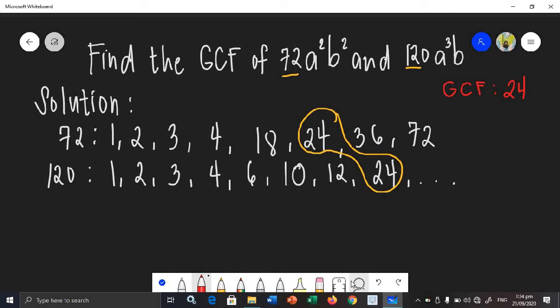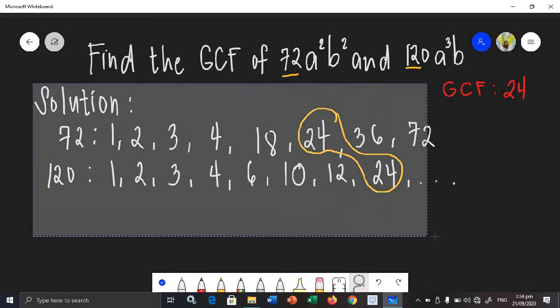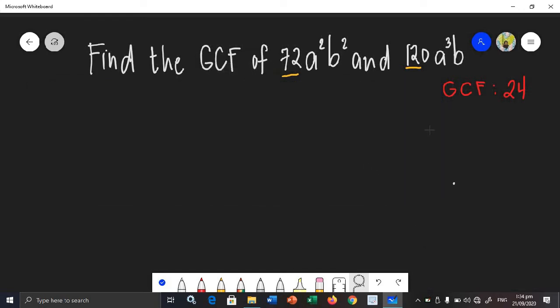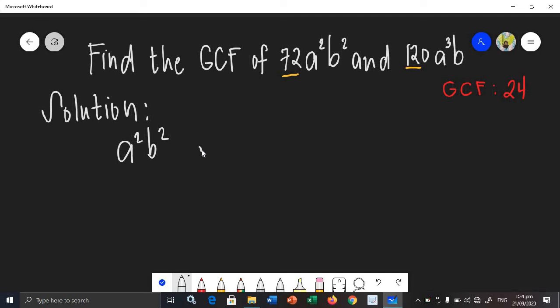How about the variables, ma'am? So, as you can see in the given, pareho ba silang may A and B na variable? Pareho. Therefore, we can get the GCF of this too. So, let's say this is our solution. And yung una, A squared B squared and A cubed B.